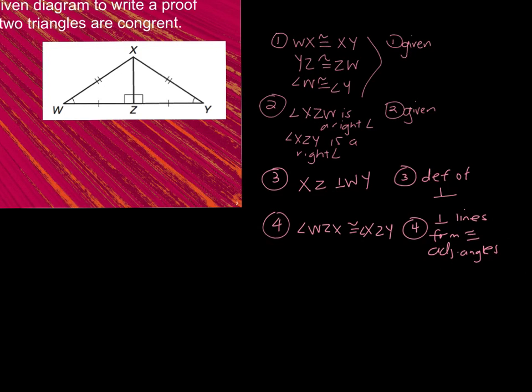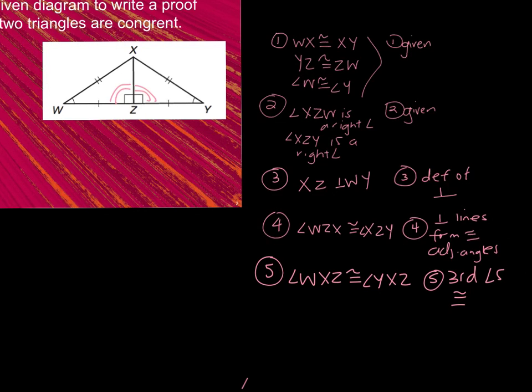Okay, so now I've got these two angles are congruent. And then, Lourdes, I would go to that next step, which says angle WXZ is congruent to angle YXZ. And that's third angles congruence. Okay, so now I've got the third angles, 1, 2, 3. So the only way we know how to prove that these two are congruent is if all 3 pairs of sides and all 3 pairs of angles are congruent. Have I hit that yet?